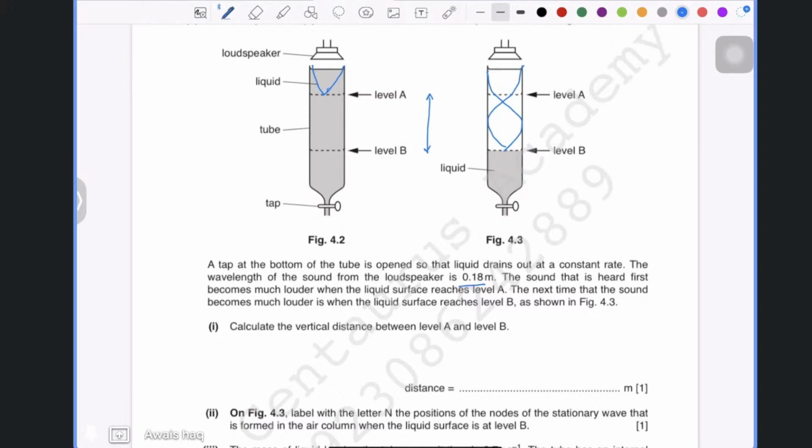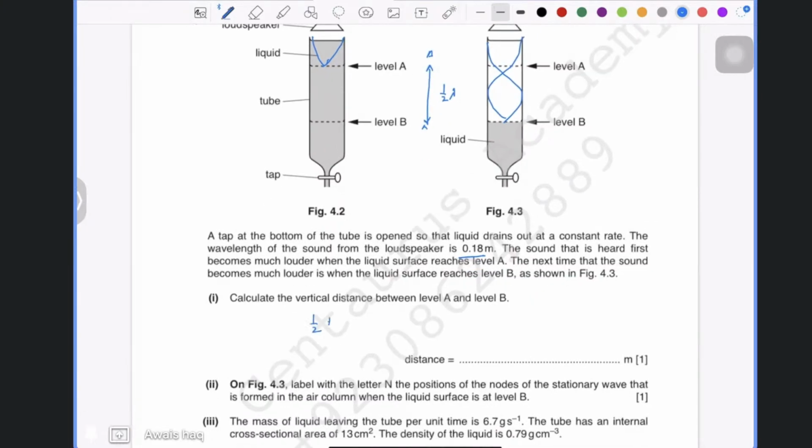Now it says calculate the vertical distance. So between antinode to antinode, this is like half lambda. So half lambda will be equal to the length it has gone. The lambda is already given as 0.18. So the length will be equal to 0.09, and that should be our answer. Is that clear, everyone?